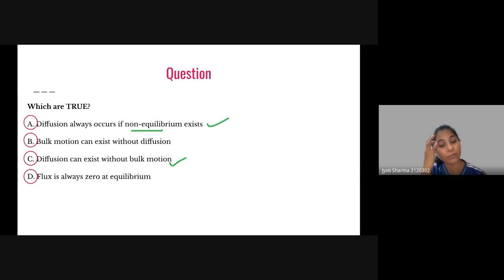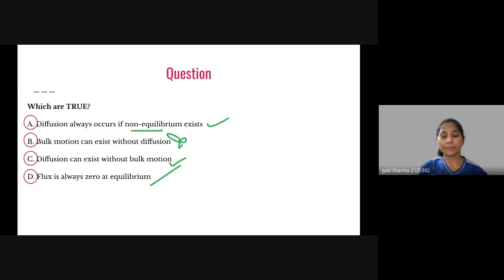So four of these answers are correct, and maybe you are a little confused about this B1. Bulk motion can exist without diffusion. Yeah, this is possible when the chemical potential is equal in that condition. Okay.